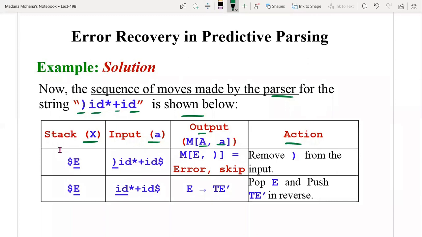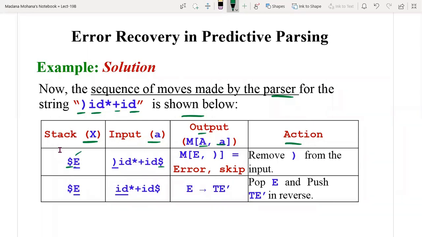So here first we have to take the stack with end marker dollar followed by the starting variable. In the given grammar, E is the starting variable. Then the input you can take whatever the string, and that can be ended with dollar. So this is the input.